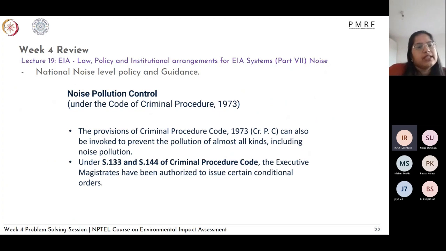And then we have the National Pollution Control under the Code of Criminal Procedure 1973. This can be invoked to prevent pollution of almost all kinds, including noise pollution. And you have sections 133 and 144 of the Criminal Procedure Code, where judges are basically authorized to issue conditional orders. So we looked at 133 in the previous slide.